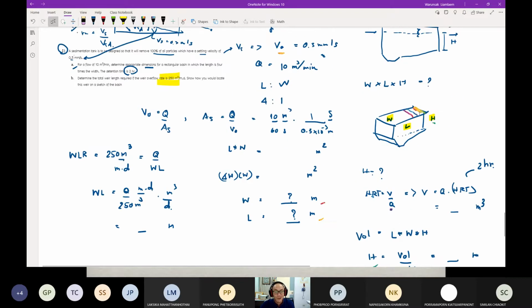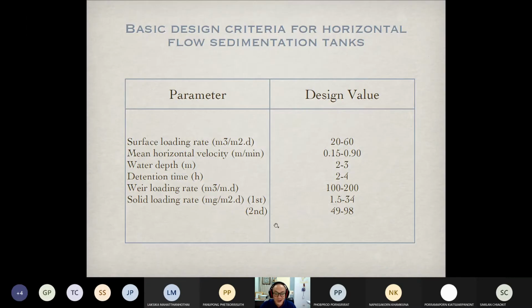So for the rectangular chamber, how do we normally install the weir? You may look at this photo.